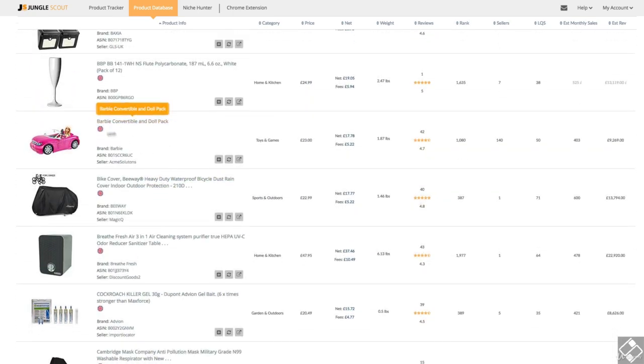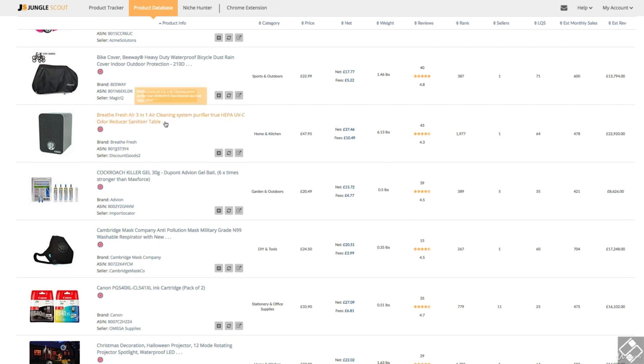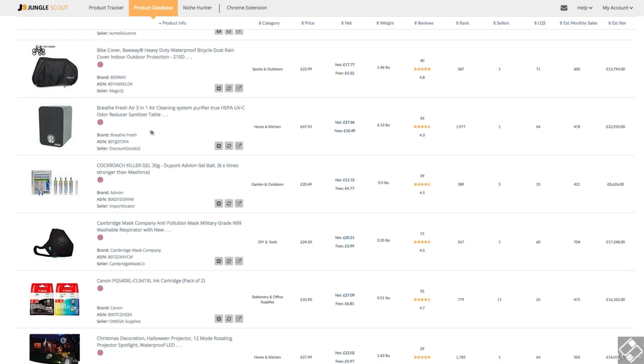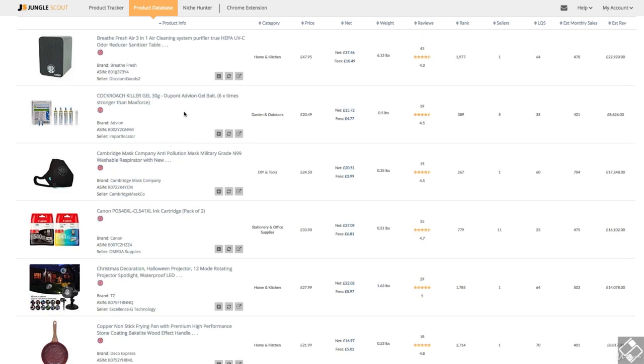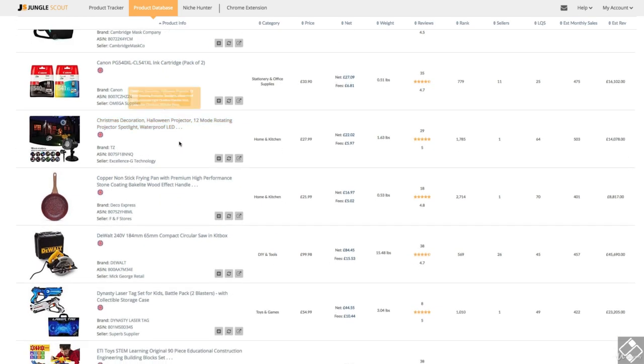You notice that I'm missing stuff here. The Barbie convertible. Barbie's a brand. I don't know what it is. It's a toy. You can't really do that. A fresh air purifier cleaning system. I don't really think so. Seems like a lot of moving parts. Cockroach killer, gels, poisons. Nothing really there for me. Canon is a brand. Christmas decorations, Halloween projector. Ooh. Projector spotlight, waterproof thing. That might be worth a look.